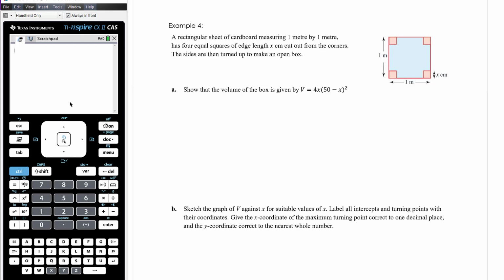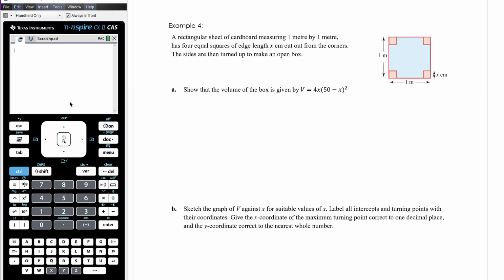Okay, so continuing our applications of polynomials, we're up to example 4 here. We have a rectangular sheet of cardboard measuring 1 metre by 1 metre, which has 4 equal squares of edge length x centimetres cut out from the corners. The sides are then turned up to make an open box.